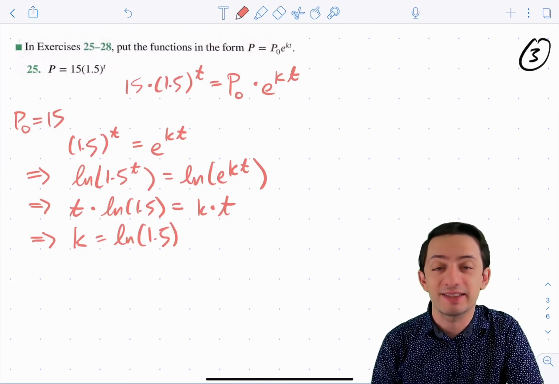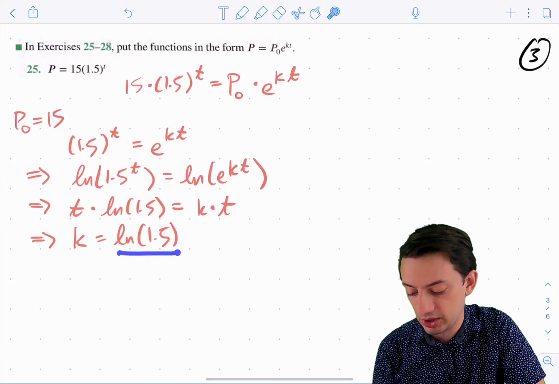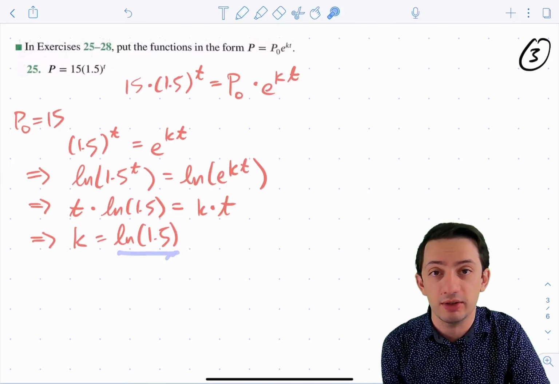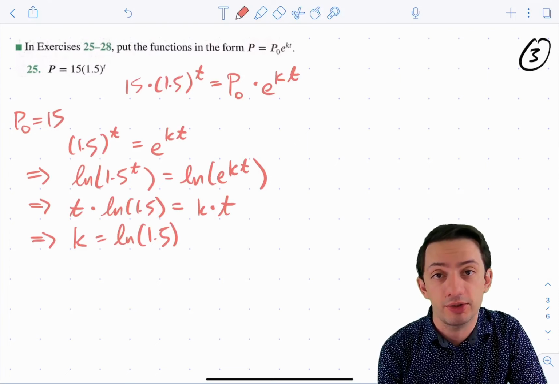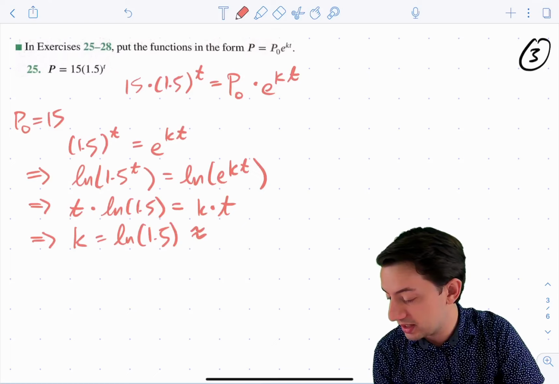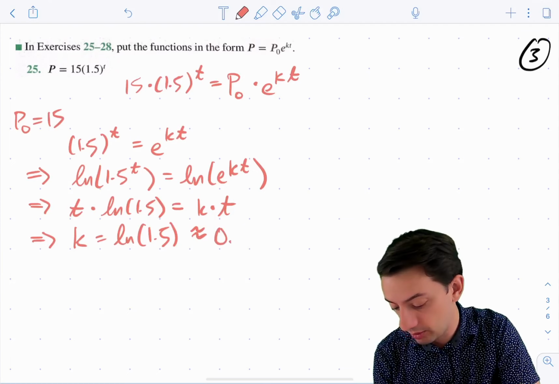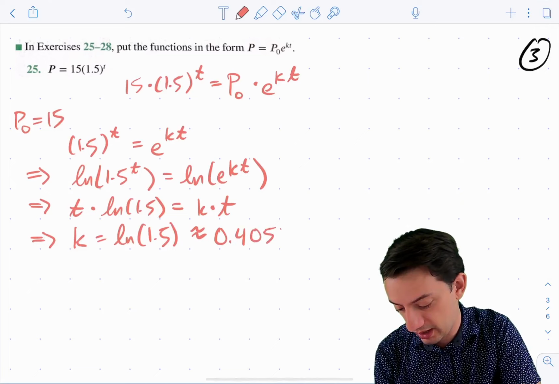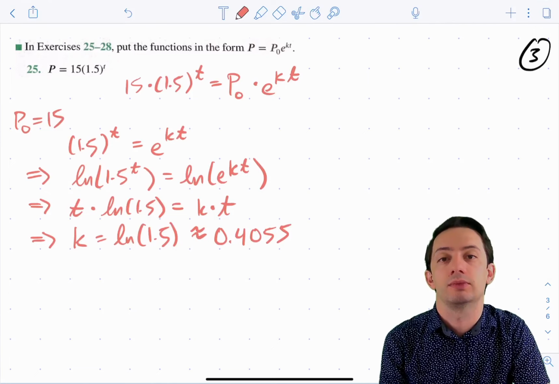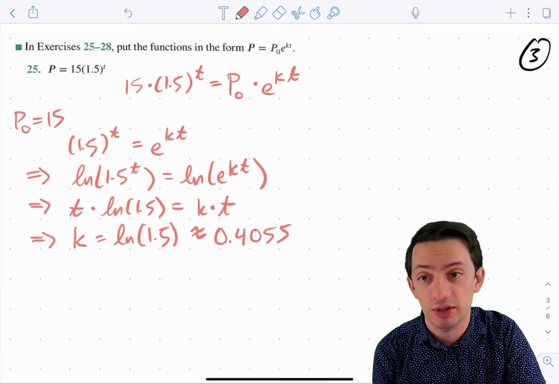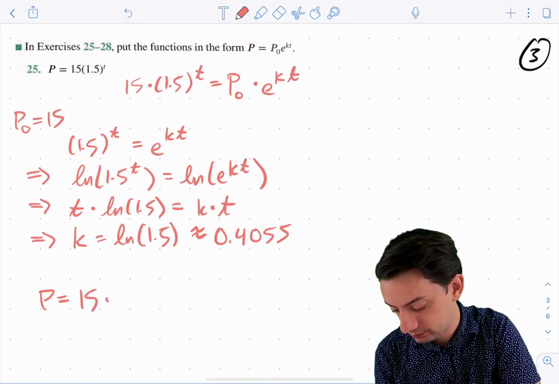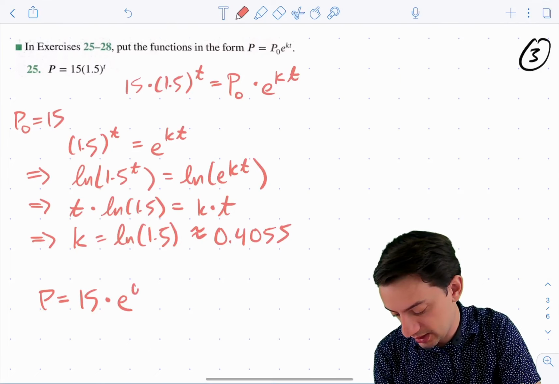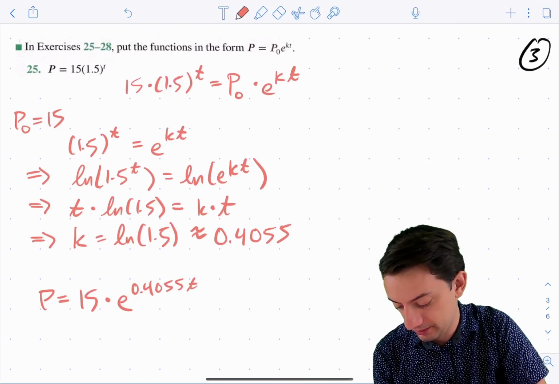Now on exams, I would just have you leave it like this, because you won't have a calculator on your exam, so obviously you can't calculate something like natural log of 1.5, but usually Wiley Plus wants a numerical answer. So if you go to your calculator and you plug this in, you're going to get that it's about 0.4055. So our final answer, putting the function in that form, is that p equals 15 times e to the 0.4055 t.